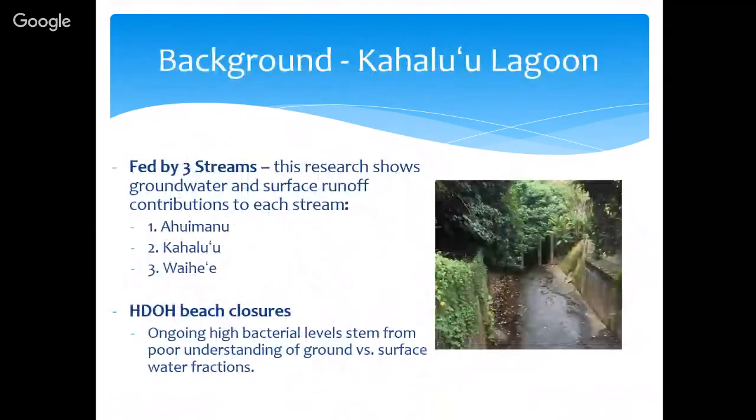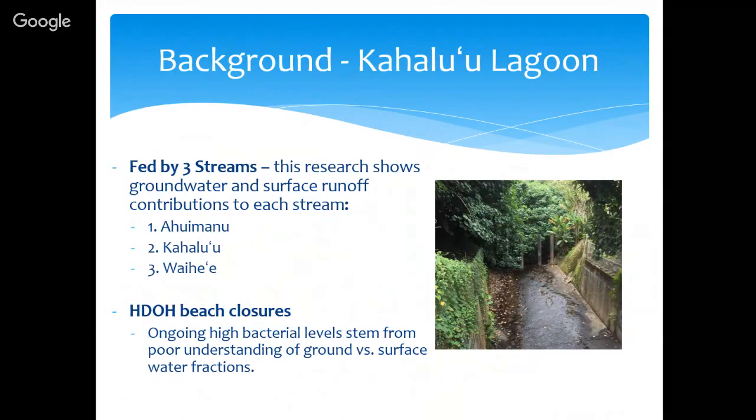So I'm going to delve into something a little more specific now, and this is going to be more related to our most recent research efforts. The Kahului region and the lagoon. It is fed by 3 streams, the Ahui Manu, the Kahului, and the Waihe streams. We are teasing out the differences in the components of groundwater versus surface runoff contributions into each stream, and then also what is in the lagoon.